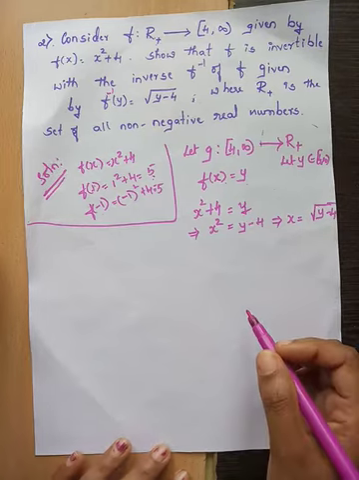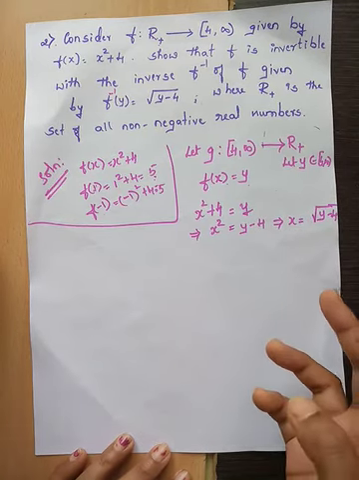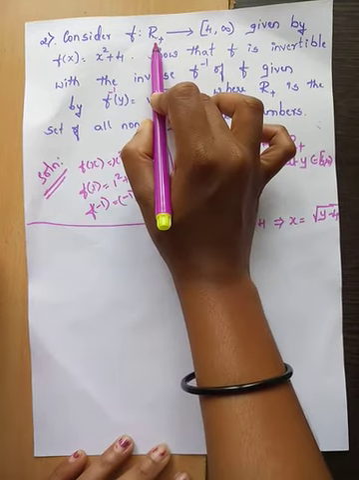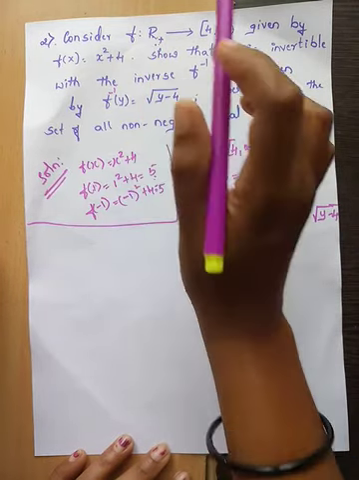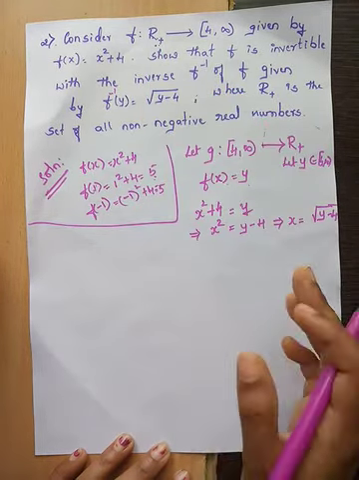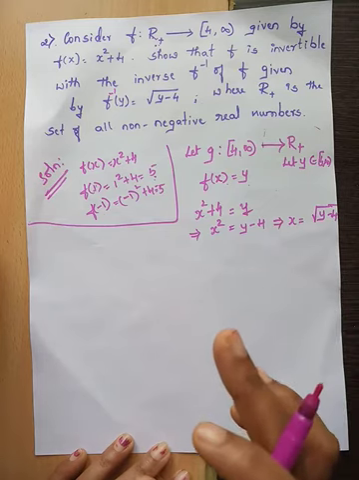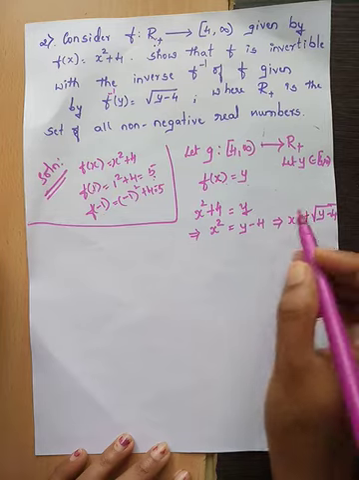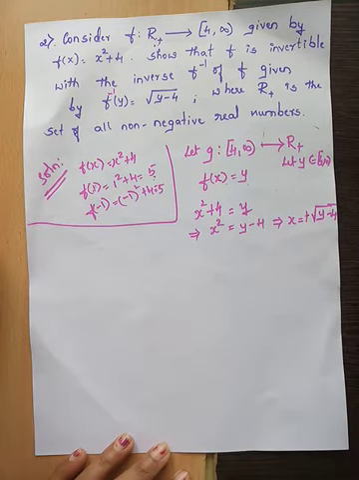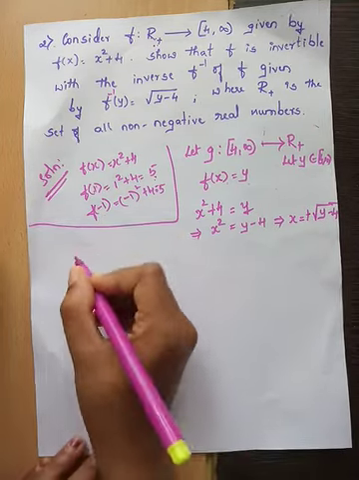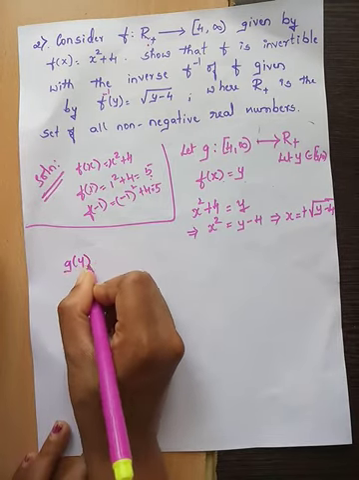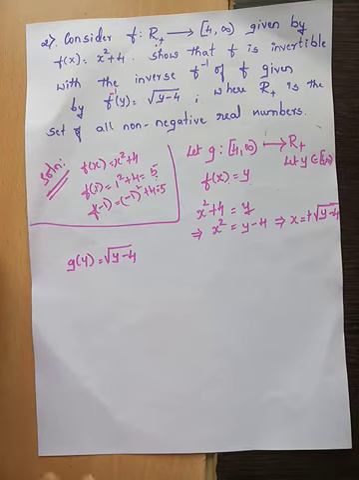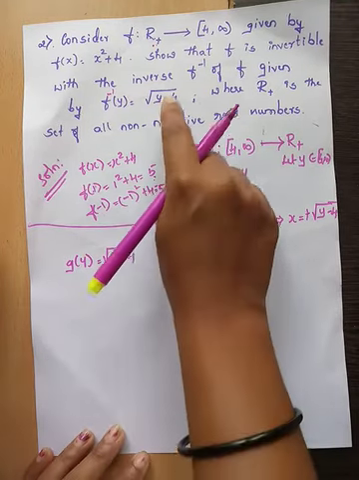But here I won't be including the negative sign, because our x belongs to non-negative real numbers, which means negative terms don't occur. x can never be a negative real number. It should always be non-negative. So, instead of writing plus or minus, here I can write only plus. Okay. So, now g is a function where g of y is equal to square root of y minus 4.